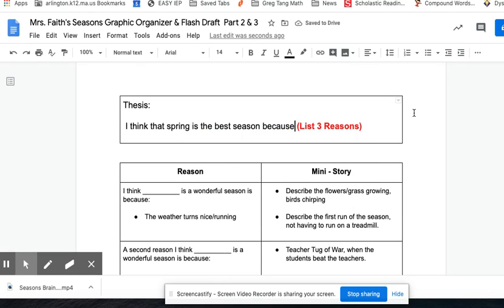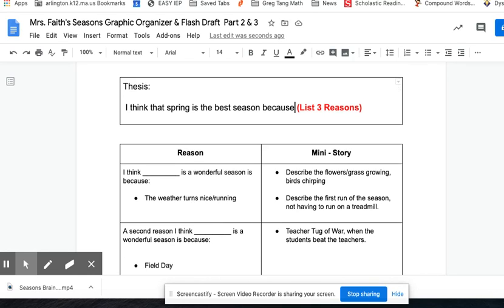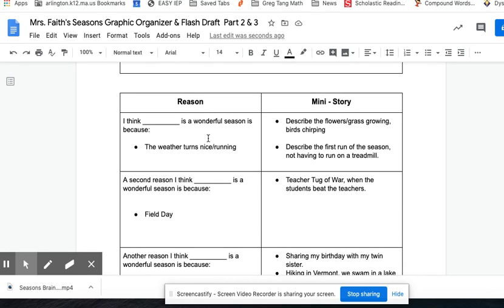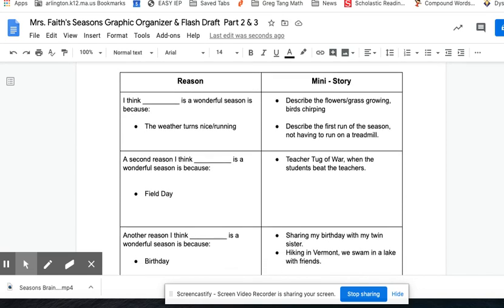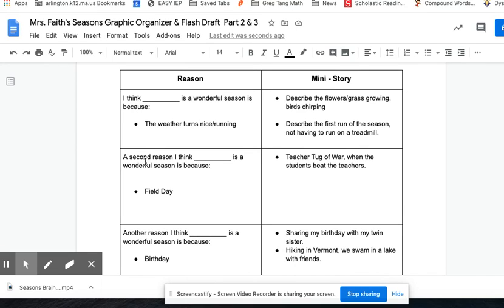So I started to already think about my 3 reasons before I filled this out. I also was thinking about them when I filled out my brainstorming chart. So if it's easier for you, you can fill out this chart down here first and then go back up to your introduction section and list your 3 reasons. So my reasons, I already put them in here for you to see.